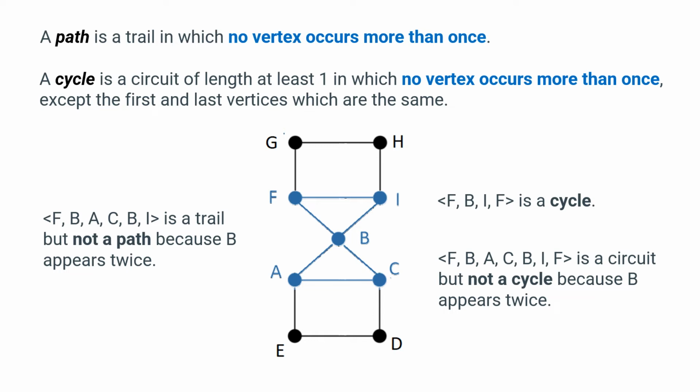Now, of course, again, the F is in there twice, but it's okay if the first and the last are the same. That's what's going to make it a closed walk. So if I just gave you this F, B, A, C, B, I, F, this last one here, and said, is it a cycle? You would be looking to see if any vertices appeared more than once, and it does. So then you'd say, no, it can't be a cycle.